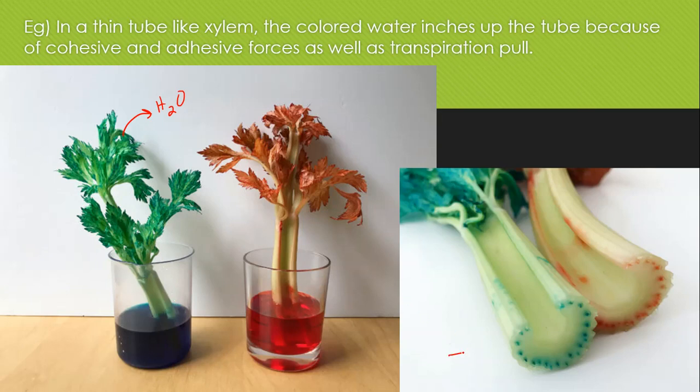And you can actually see the xylem right here. Okay, so that's the vascular tissue of the celery. And it's highlighted with the food coloring as the food coloring moves up there, right? And you can see that the food coloring eventually makes it up to the leaves. So this shows you that transpiration pull is occurring, and it's pulling those water molecules and anything dissolved in those water molecules up to the leaves. Okay?